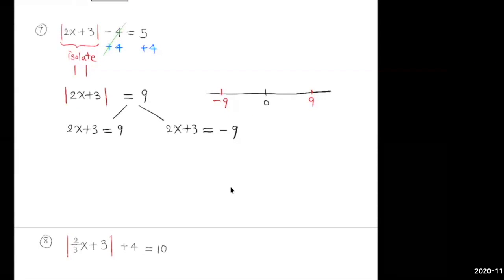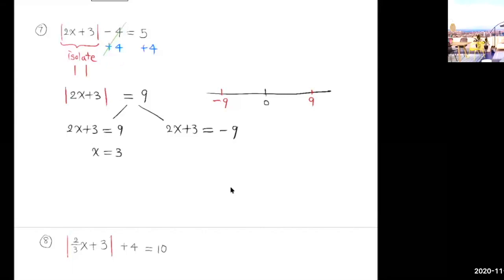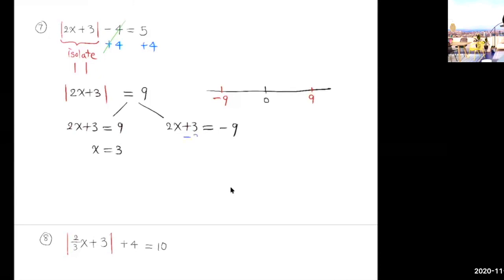For the first one, x equals 3. You got it. The second one, x equals -6. So x equal to 3, and the other one, x equal to -6. For the second one, you subtract 3 on both sides, then you get 2x equal to -12. Divide both sides by 2. x equals -6. You got it.